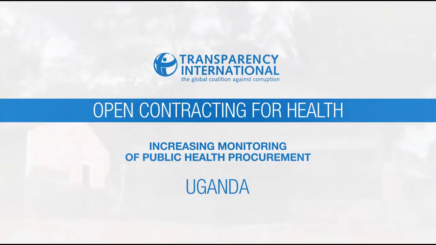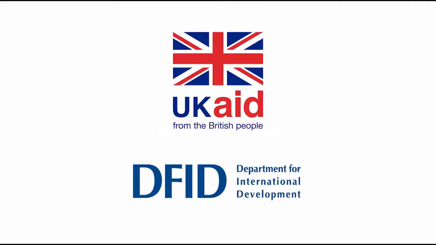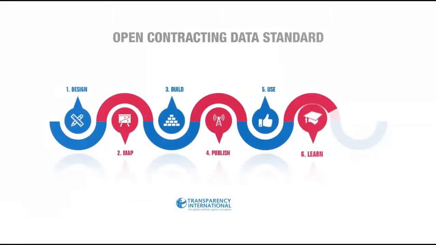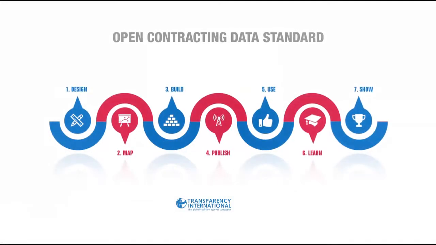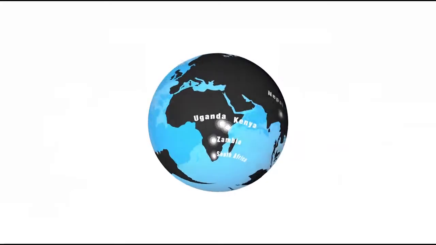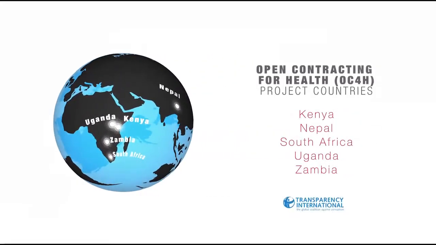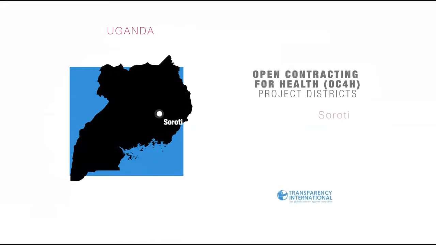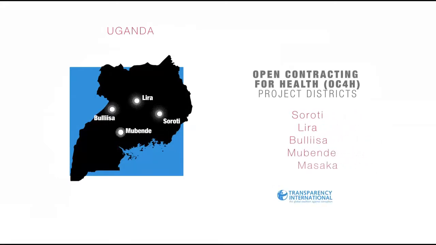The Open Contracting for Health OC4H initiative is a UK-aid Department of International Development DFID funded project which aims to facilitate the adoption of systematic publishing and usage of health procurement data in 5 countries across Africa and South Asia. In Uganda, the project area covers the districts of Soroti, Lira, Bulisa, Mubende and Masaka.